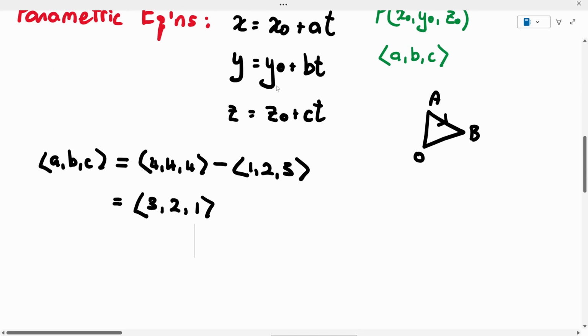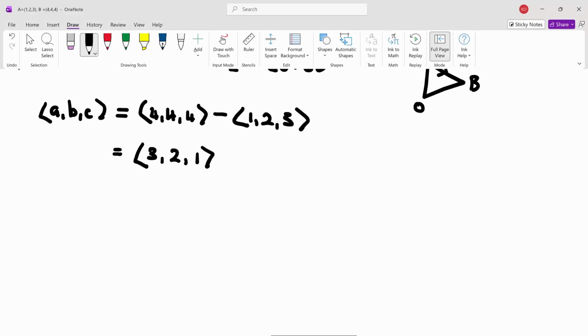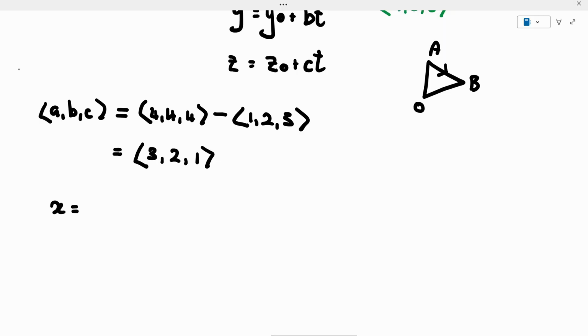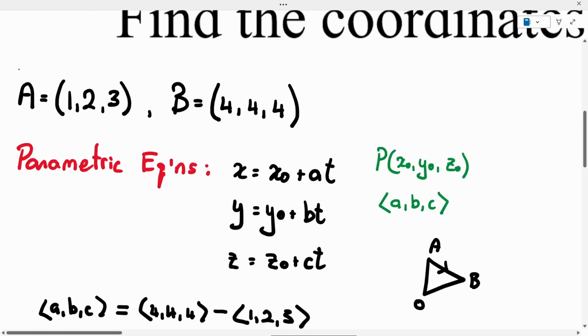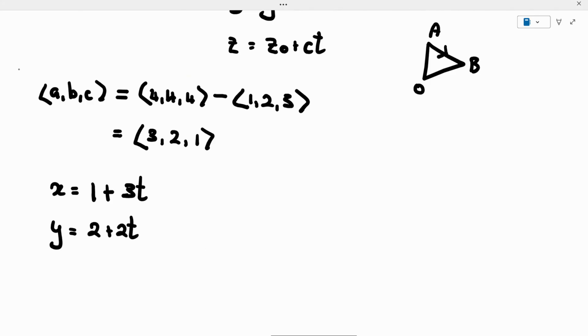So when we substitute our values for a, b, and c, we will get this as our parametric equation. For x0, we could use either point, so let's just use the first point. x is 1 plus 3t, y is 2 plus 2t, and z is 3 plus t. So these are your parametric equations. You all got that? Nice.